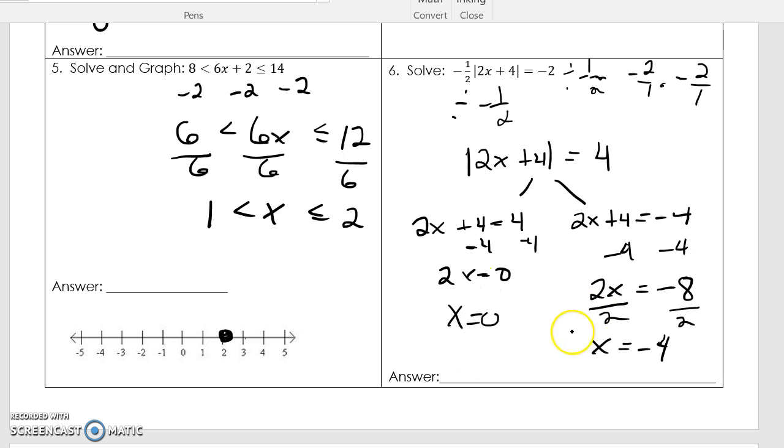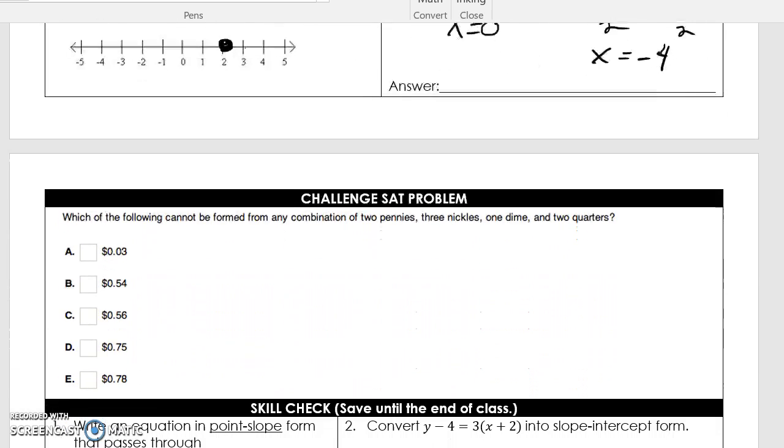So you have two answers. You have 0 and negative 4. Again, we've seen absolute value a couple of times on bellwork. It's been a while.